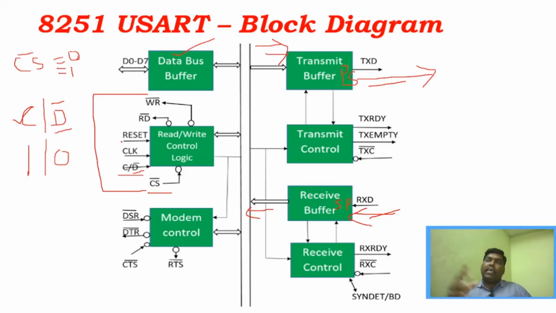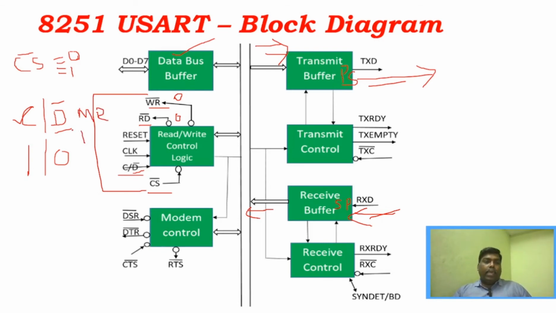It will reset the 8251 and put it into the idle mode, right? And we have two important signals, a read and a write, and both are active low. That is, whenever it has a 0, it will be active, and if it is 1, it is not active, right?